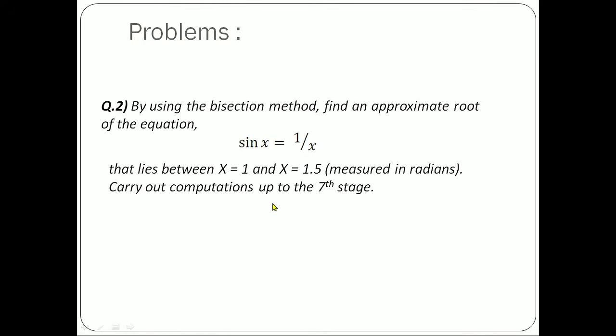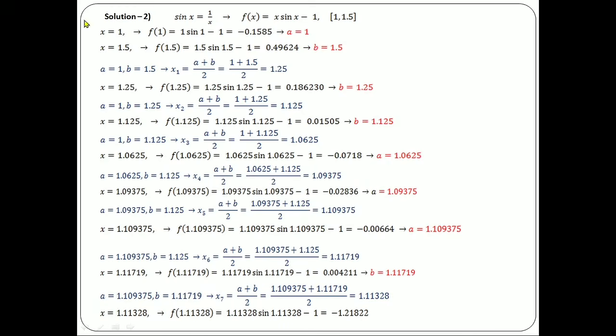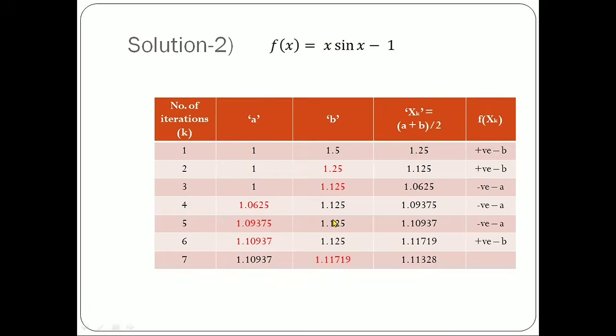Here the number of iterations is given as 7. So a, b, and all values we have been given. We have to go to the solution. So first check what is the solution here. Here x equals 1 means f of 1 we are getting as negative. That means this is the value for a. f of 1.5 we are getting positive, so this can be replaced with the value of b. After that we have 7 iterations, and this is the summary. We are getting this as my root.